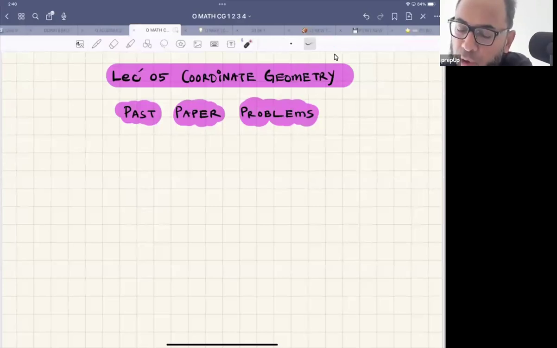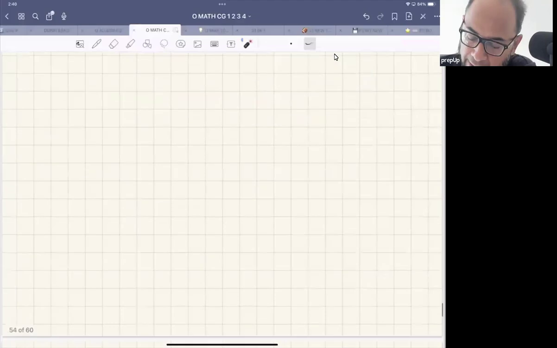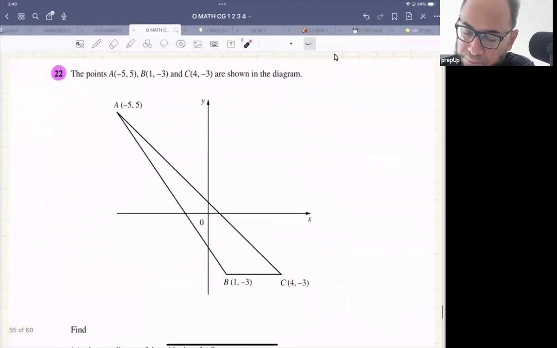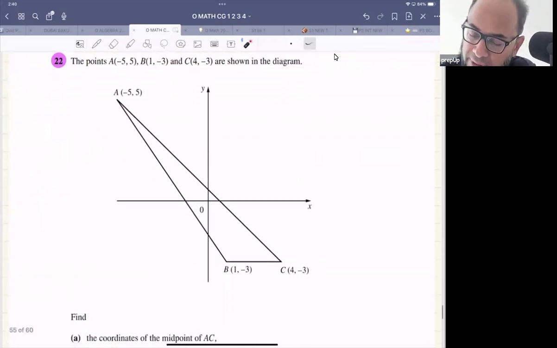So now we are finally on lecture number 5 of coordinate geometry, and this time we will be focusing on the past paper problems. So let's look at the first question. It says the points A, B and C are as shown in the diagram. This is A, this is B, this is C.